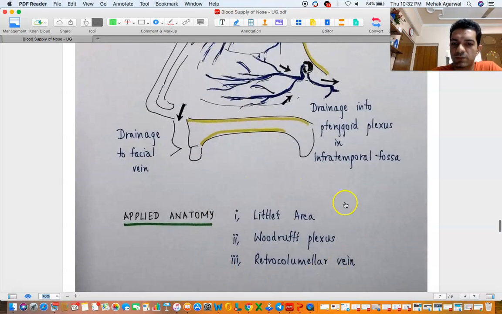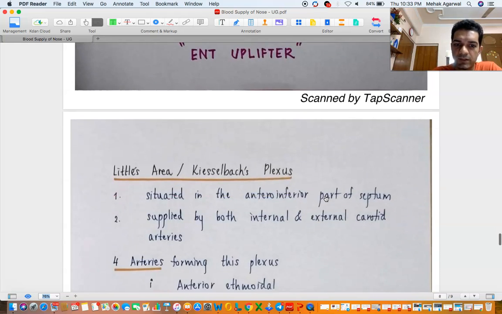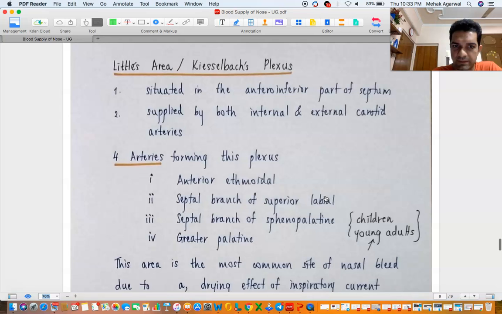So now we need to talk about Little's area, Woodruff's plexus, and retrocolumnar vein. So we already saw what Little's area is about. It is an area in the anteroinferior part of the septum where it has a plexus formed by four different arteries. So these four arteries form a part of the internal as well as the external carotid arteries. So the four arteries that form the Kiesselbach's plexus in the Little's area are the anterior ethmoidal artery, the septal branch of superior labial artery, the septal branch of sphenopalatine artery, and the septal branch of greater palatine artery.